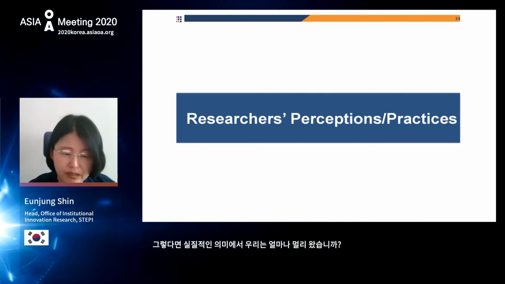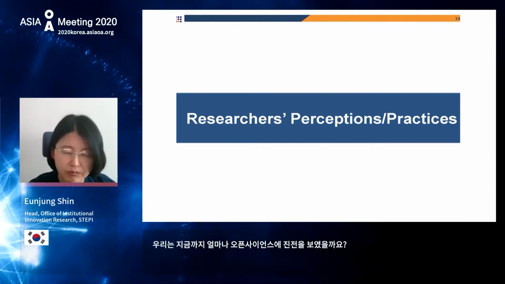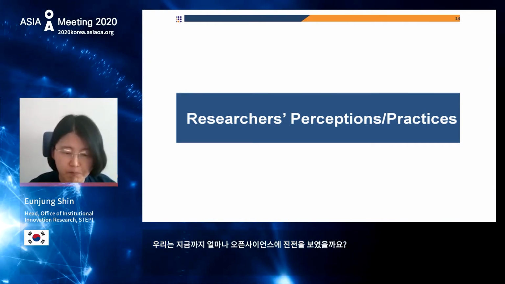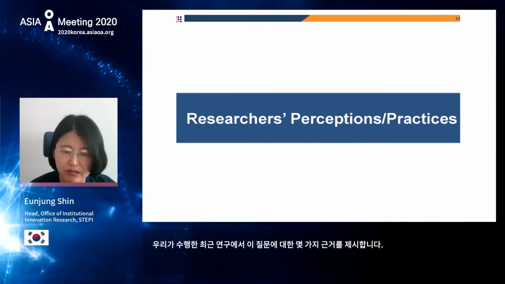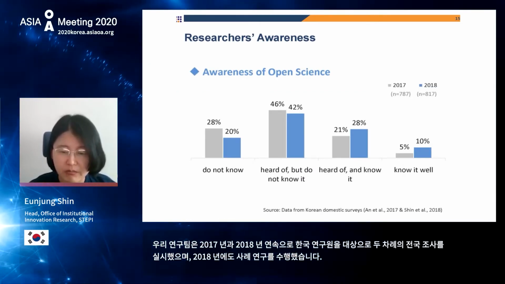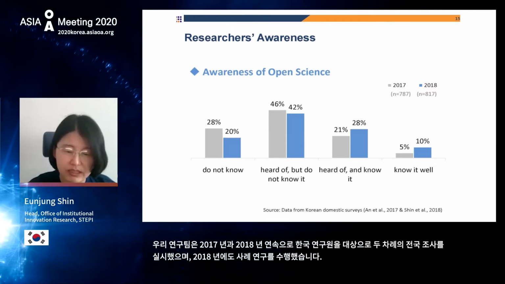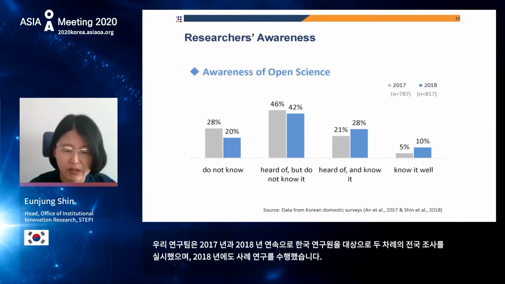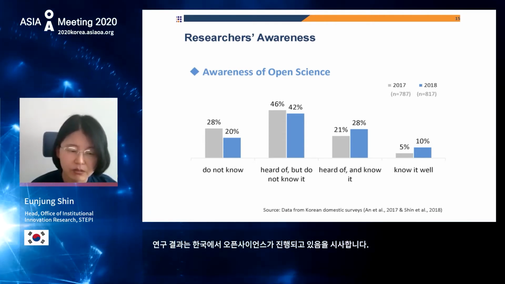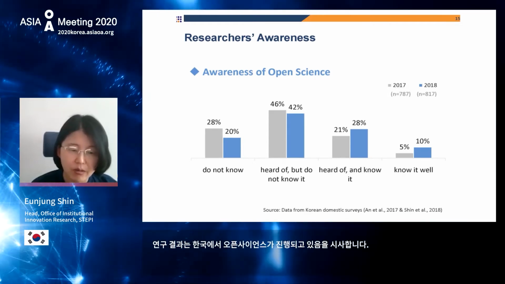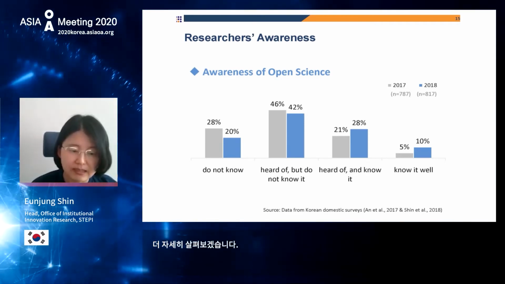Then, in a practical sense, how far have we come? How much progress did we make so far? Our recent studies present some evidence for this question. Our research teams conducted two national surveys of Korean researchers in consecutive years, 2017 and 2018, and we also conducted case studies in 2018. The results of the studies suggest that open science is underway in Korea. Let's get into some more details.